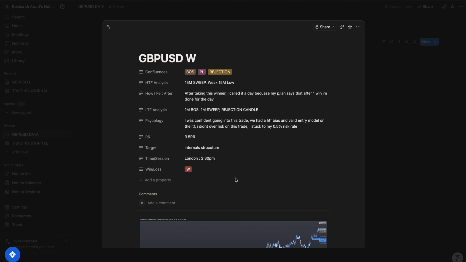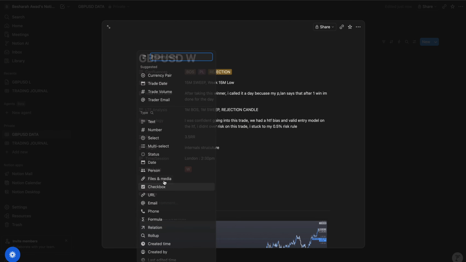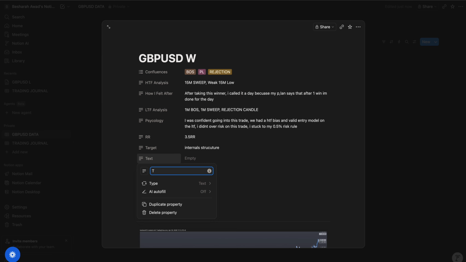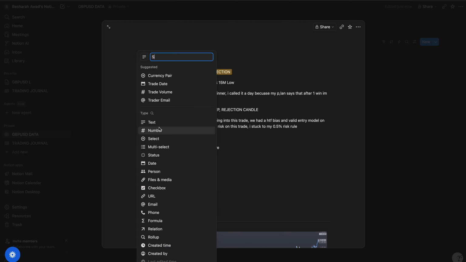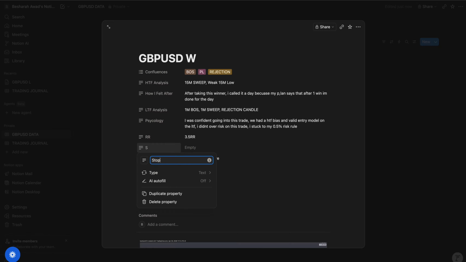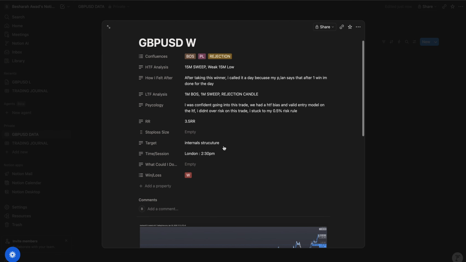There's a lot more things you can add if you want to add into here, like your emotions after the trade, your emotions before, why you took the trade, what was your higher time frame, what could I do better? Stuff like this. Stop loss size. So we use a 4 pip stop loss all the time, but if you use different stop losses, then you can change that as well.